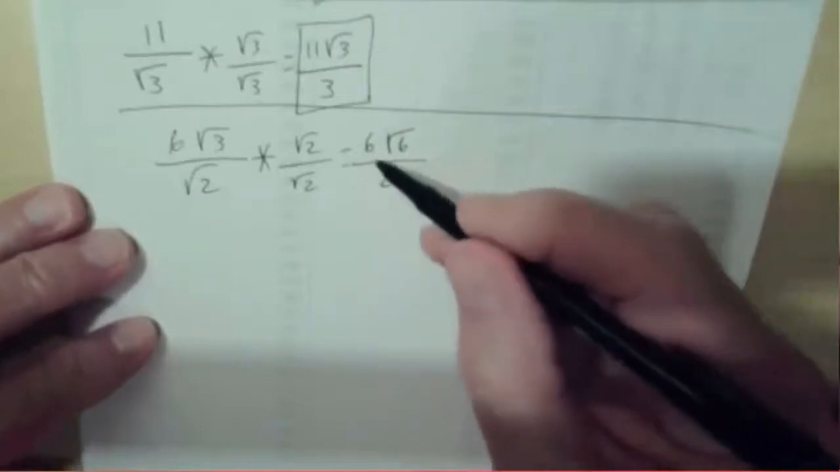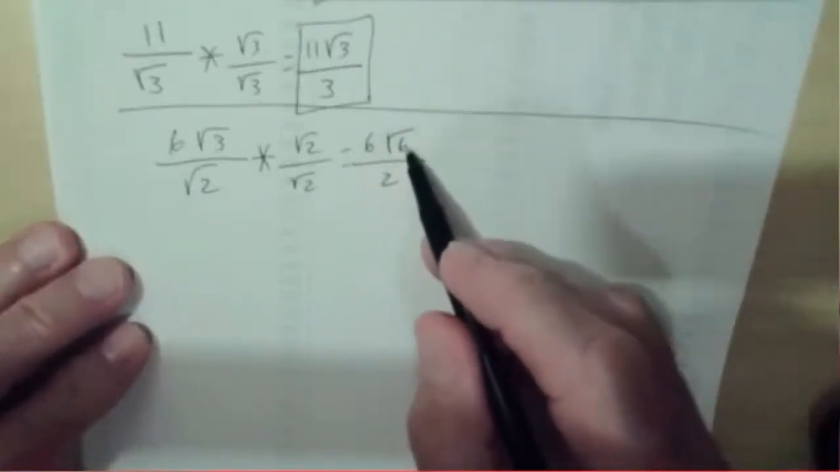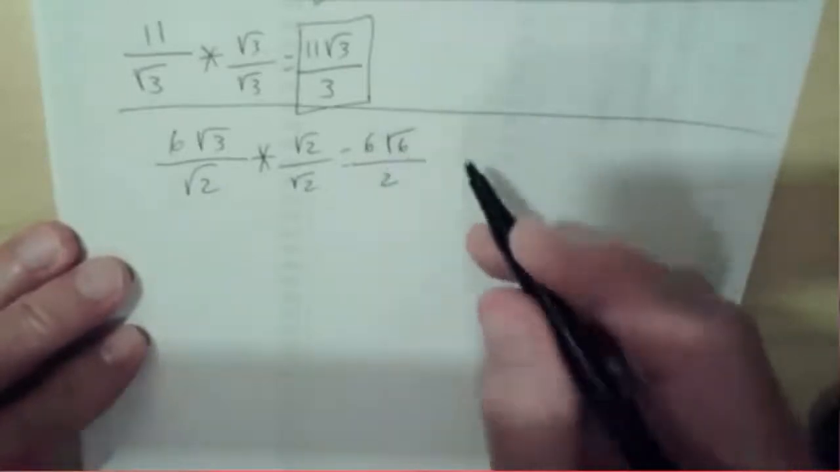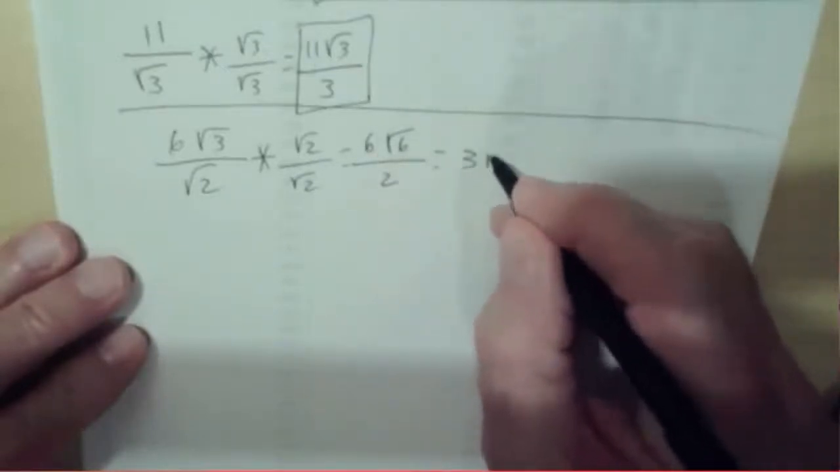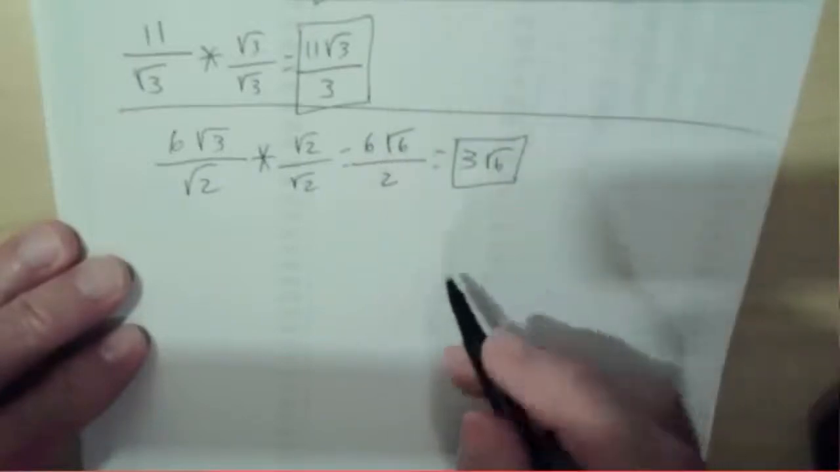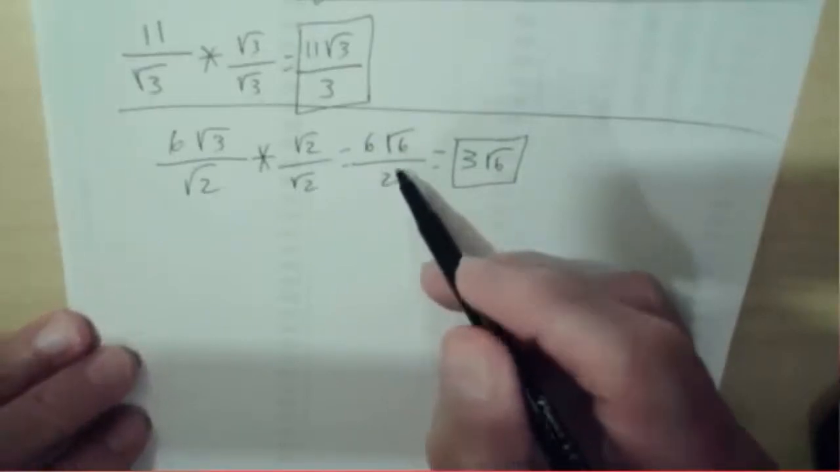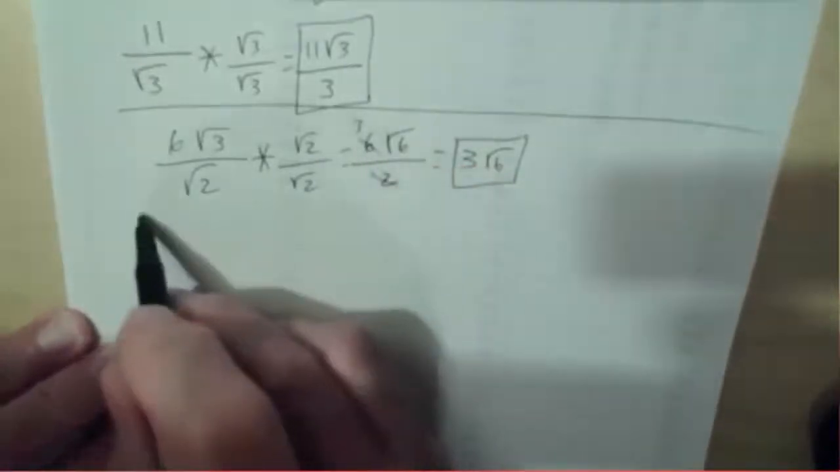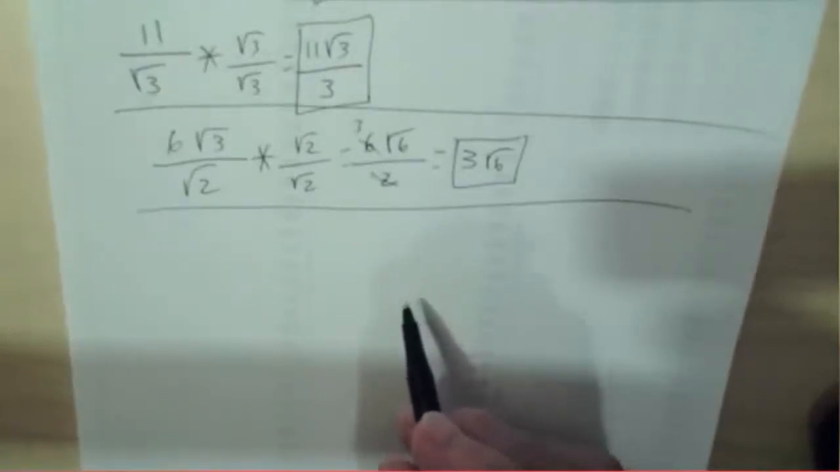Now, can we divide 6 by 2? Yeah. Can we divide square root of 6 by 2? No. Only this one. 6 divided by 2 is 3 square root 6. Okay? 6 divided by 2 is 3. And when we do that, then this one goes away. That is 3 square root 6.